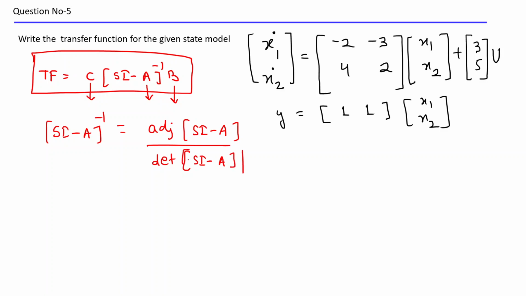So this is the determinant. First of all, you have to find the adjoint of sI minus A. For that, first of all you have to find sI minus A. What is sI minus A?